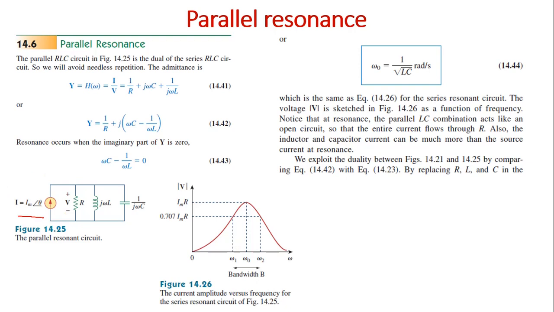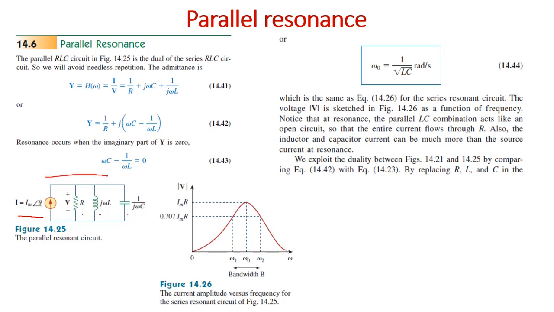We have a current source, I is equal to Im angle theta. Im is the maximum current and theta is the phase angle. So this is a parallel circuit. So R, that is resistance, inductor and capacitor, are connected in parallel with the current source.